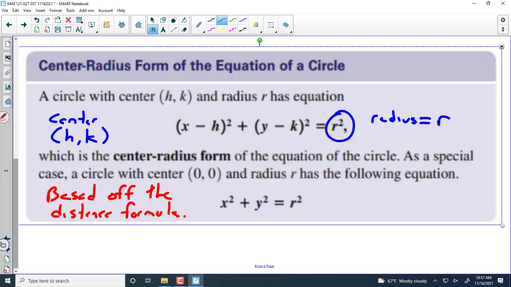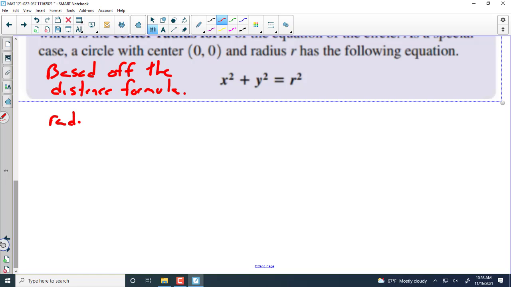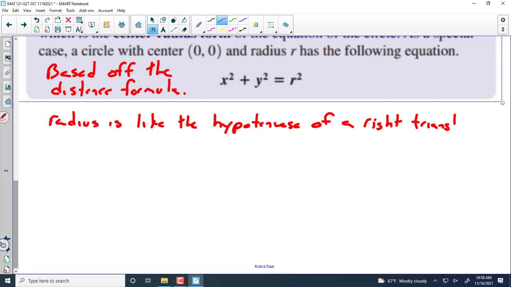That's based off the distance formula, where your radius is like the hypotenuse of a right triangle. So this does come from somewhere. This is based off the Pythagorean theorem.